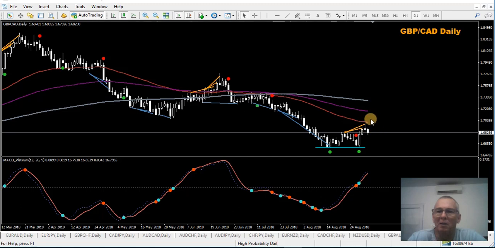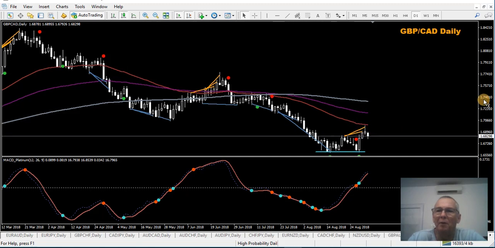But there's a bit of uncertainty with the pound at the moment, and I think Canadian interest rates. We'll have a look at the news after, but I think there's Canadian interest rate news this week too. So just wait and see. So no trade.